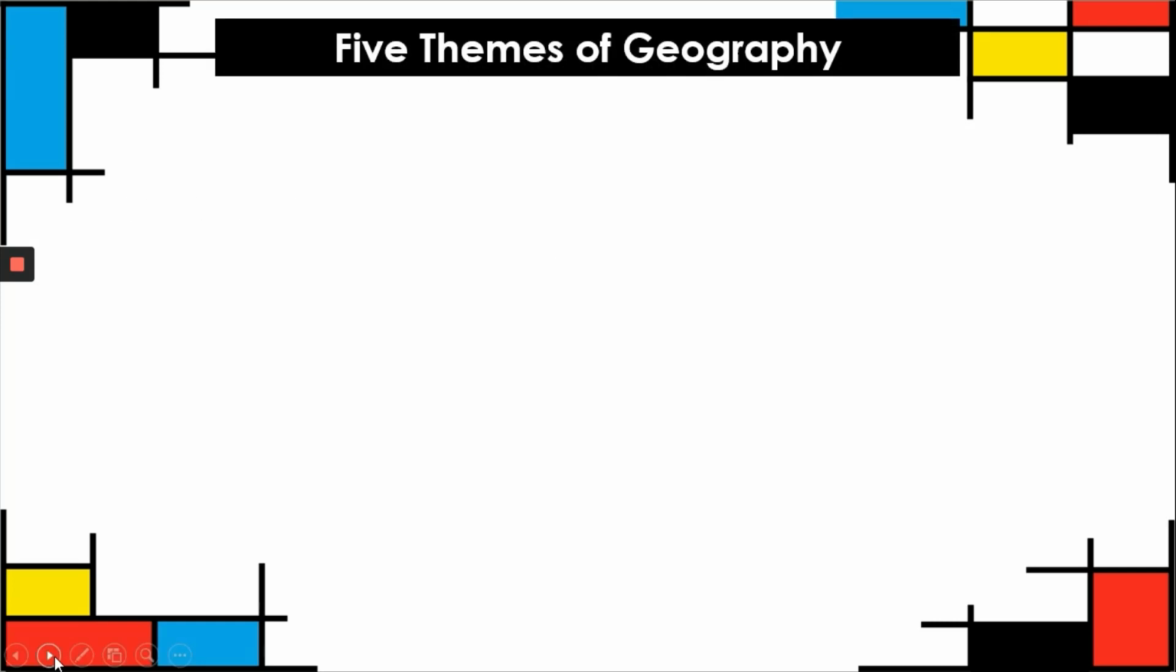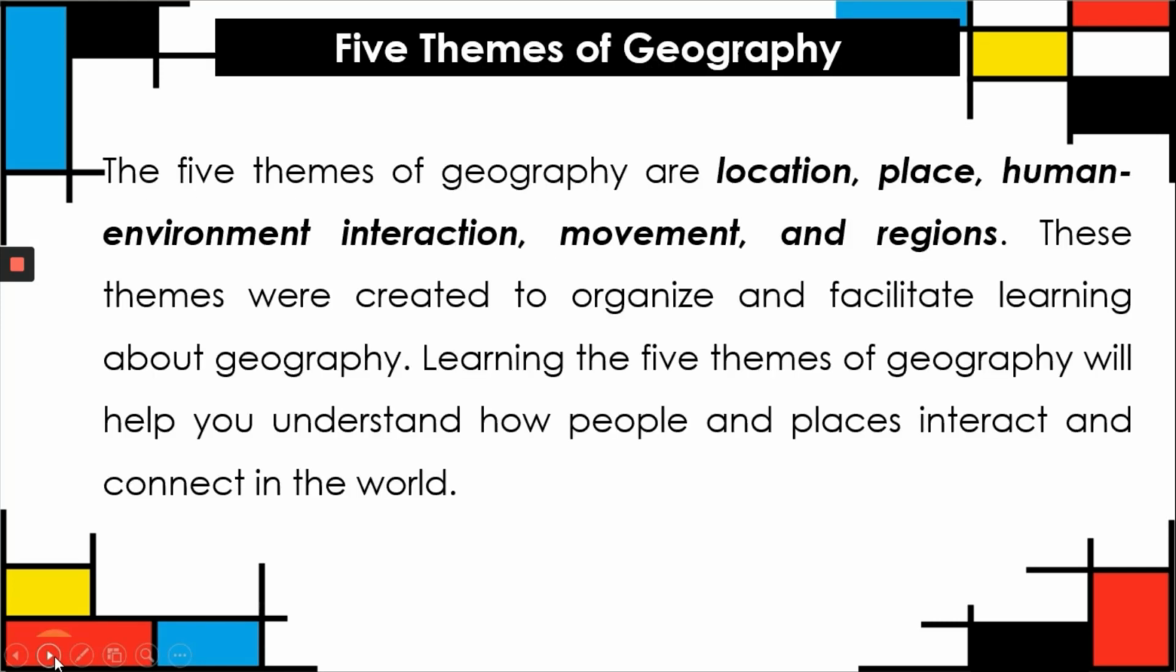The five themes of geography are the following: location, place, human-environment interaction, movement, and regions. These themes were created to organize and facilitate learning about geography. Learning the five themes of geography will help you understand how people and places interact and connect with the world.